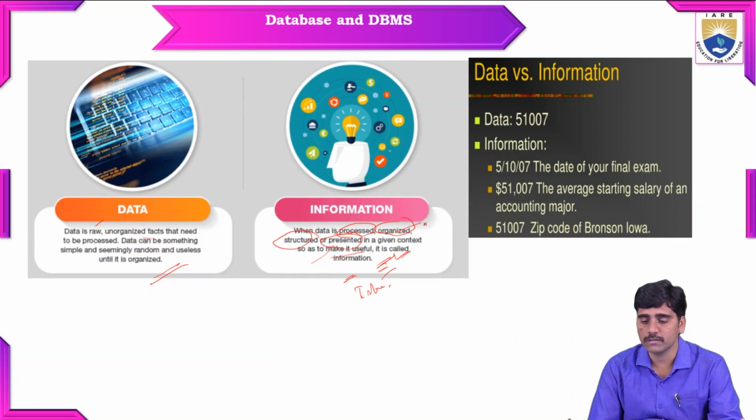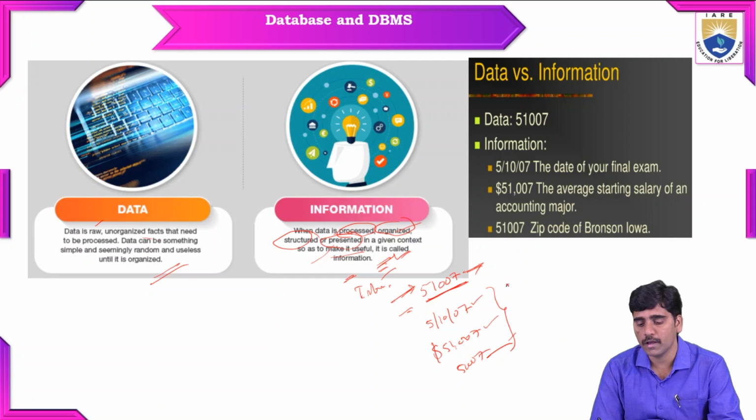So see the example here. The data which we have, like 51007, is not in a proper meaningful order. To make it meaningful, we can convert it. We can write it like this, and like this, and like this directly also. If we can make this into a proper order or a proper structure in a given context, then it will become information.